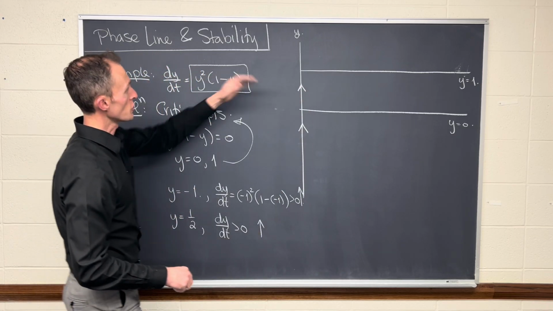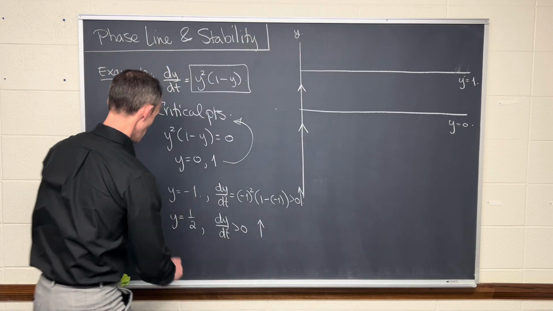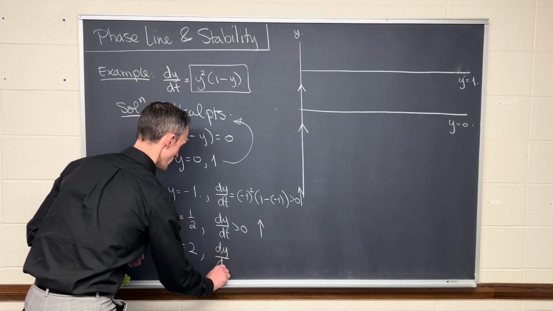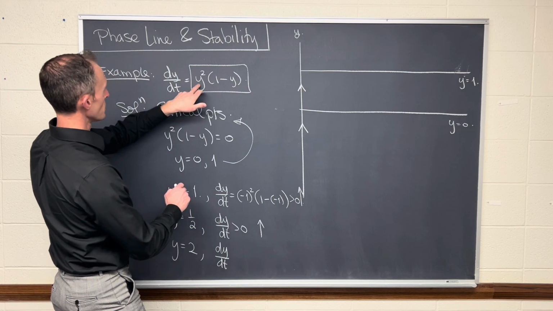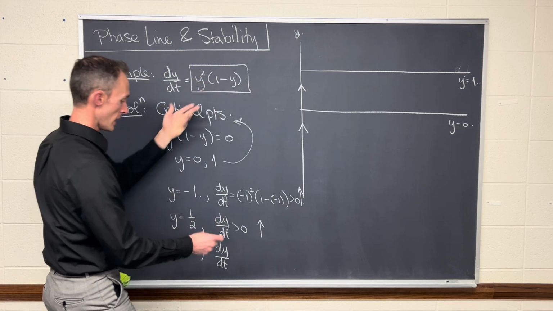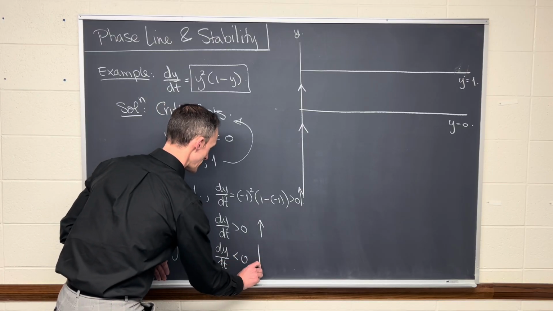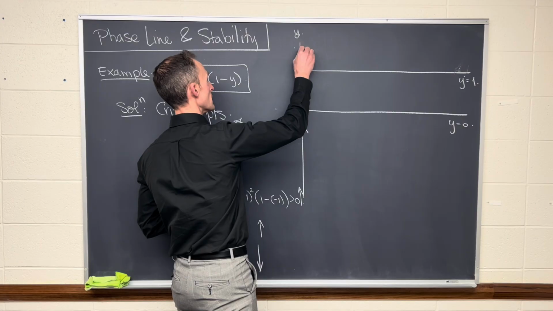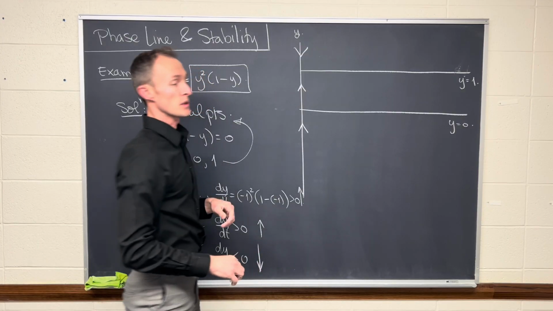Okay? Now let's choose something bigger than 1. Say y is 2. If y is 2, then what is dy dt? Okay, let's see. If y is 2, 2 squared is positive. Fine. 1 minus 2 is negative. Positive times negative is negative. So that's negative. So that'll be a downward arrow in this case. So I'm going to have an arrow pointing downward going this way.